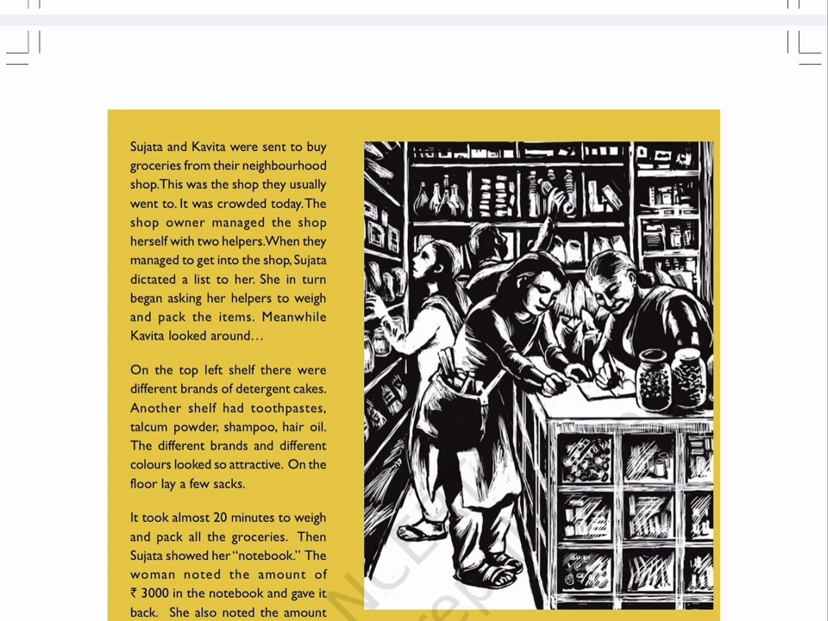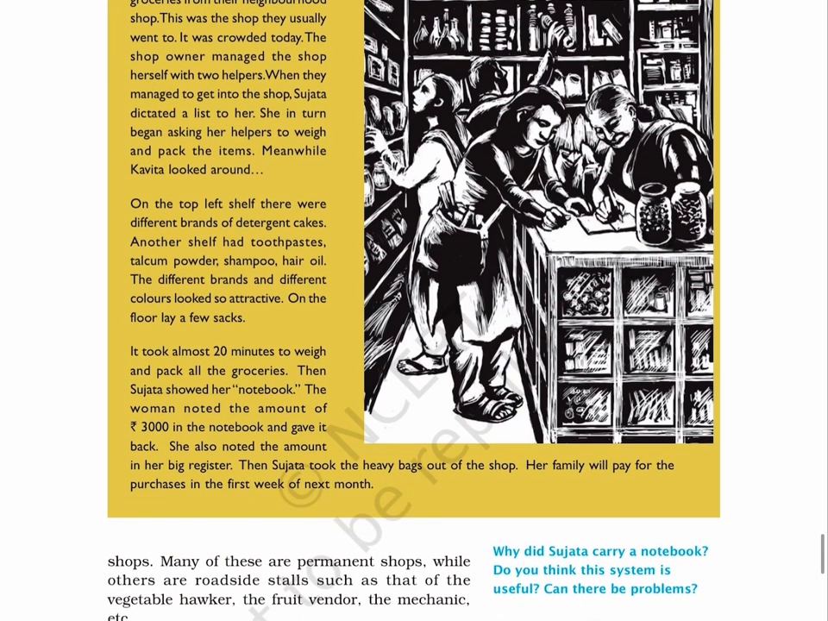Meanwhile, Kavita looked around. On the top left shelf, there were different brands of detergent cakes. Another shelf had toothpastes, talcum powder, shampoo, hair oil. The different brands and different colors looked so attractive. On the floor lay a few sacks. It took almost 20 minutes to weigh and pack all the groceries.